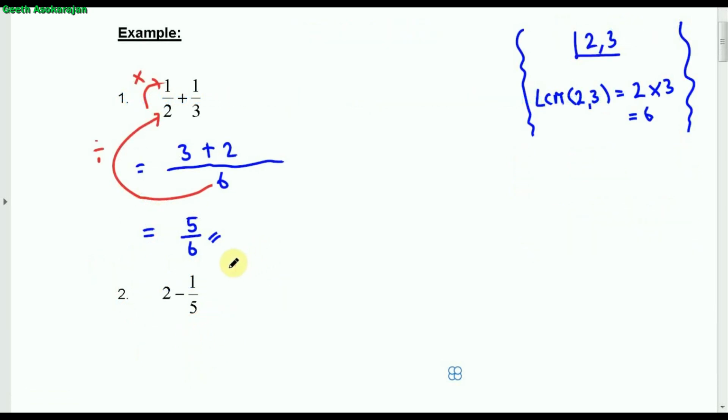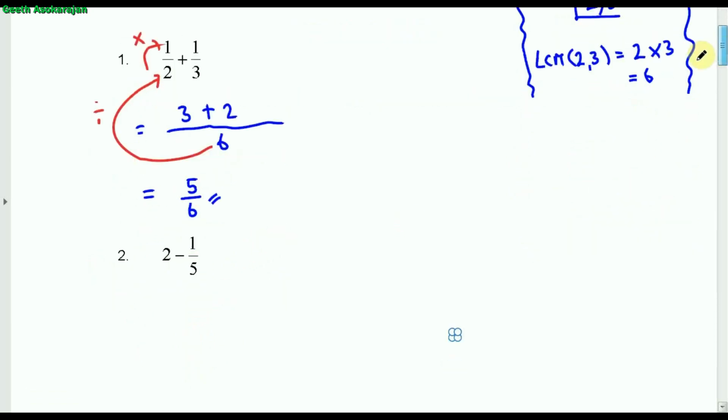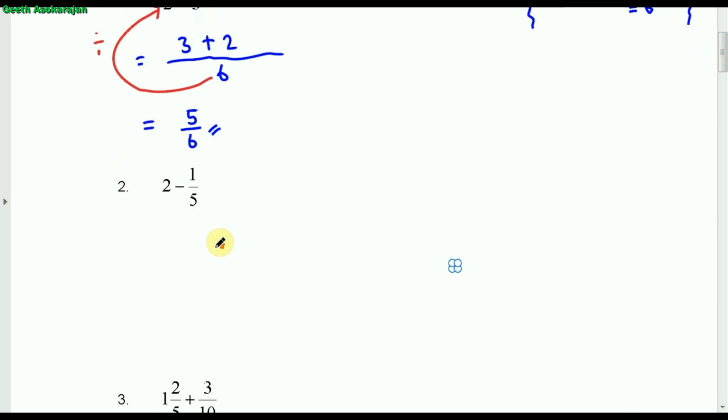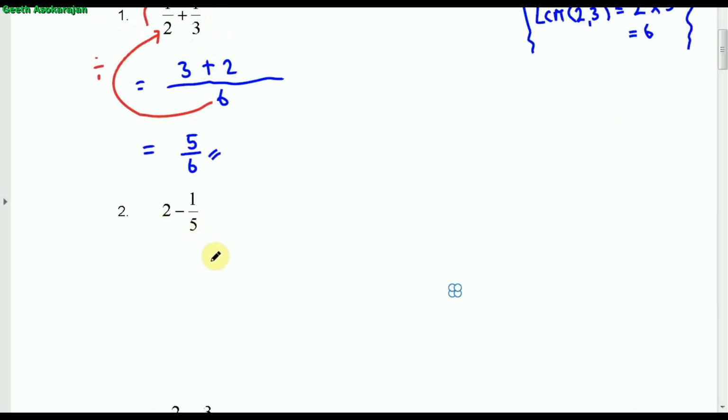Right, another example. So for number 2, let's have a look. 2 minus 1 over 5. So 2 is the same as 2 over 1. And as you can see, the denominator terms are not the same. I have a denominator of 1 here and a denominator of 5 here. So let's work out the LCM in a corner of 1 and 5.